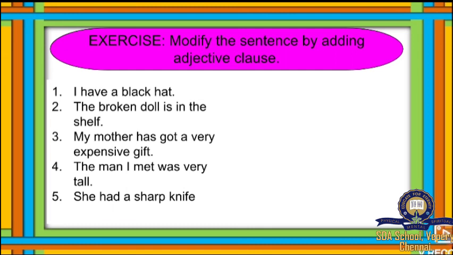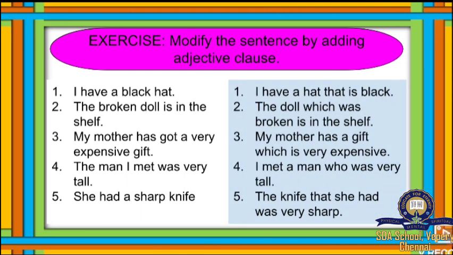So here, first one is talking about the hat. It says it is black. Second one is talking about the noun doll, which is broken. Third one is talking about the gift, which is expensive. Fourth one is talking about the man who is tall. Fifth one is talking about the knife, which was sharp. So how would you add an adjective clause to this? Let's see.